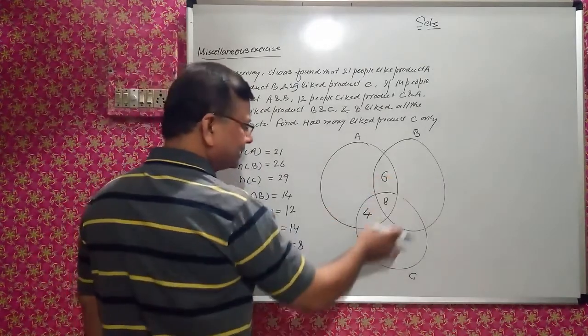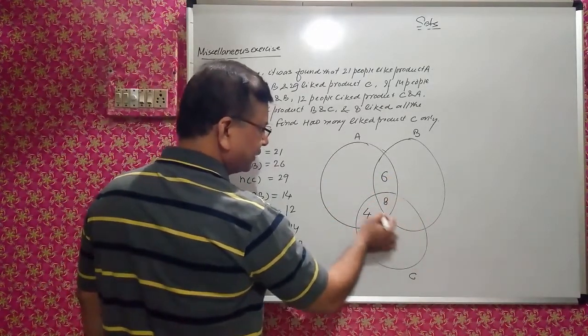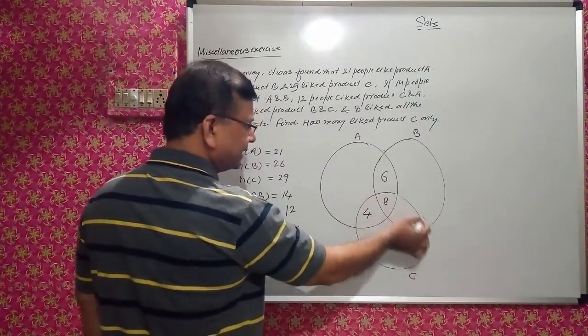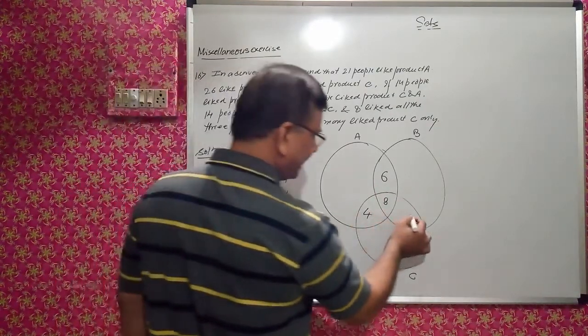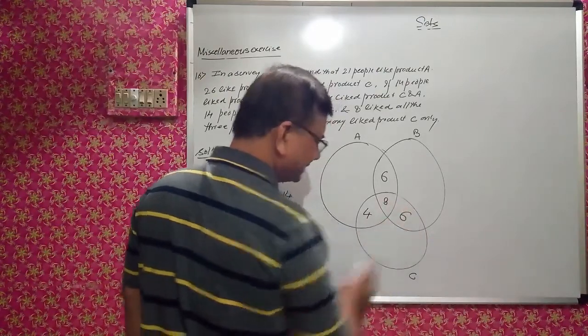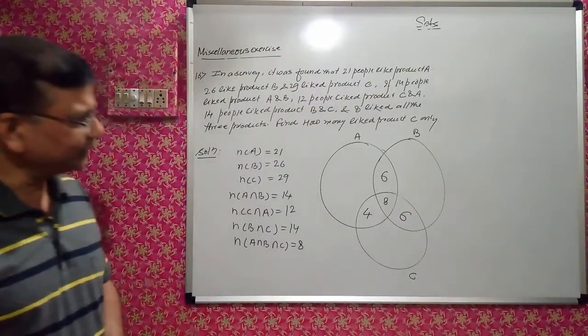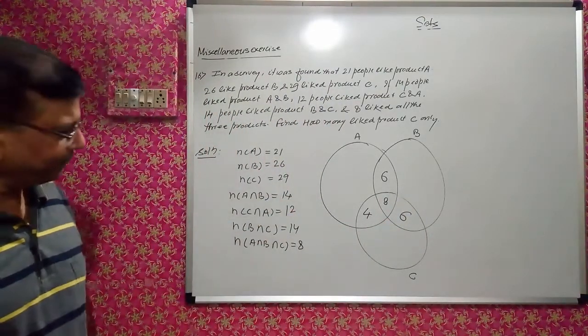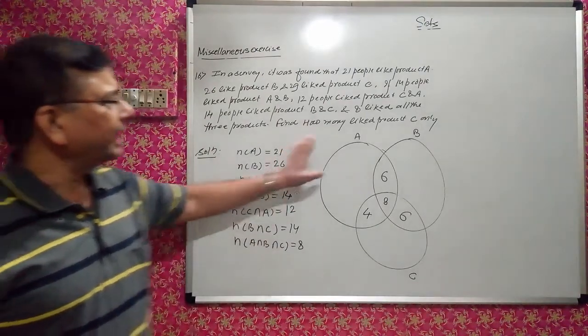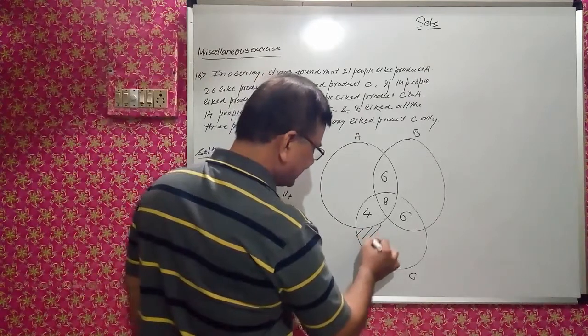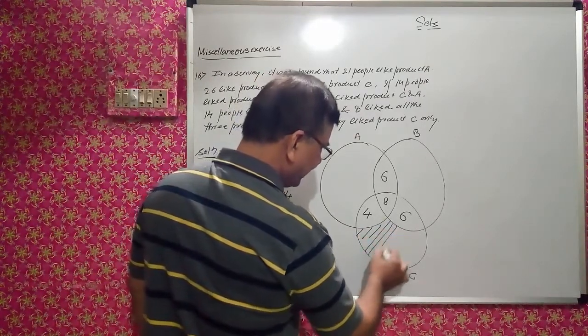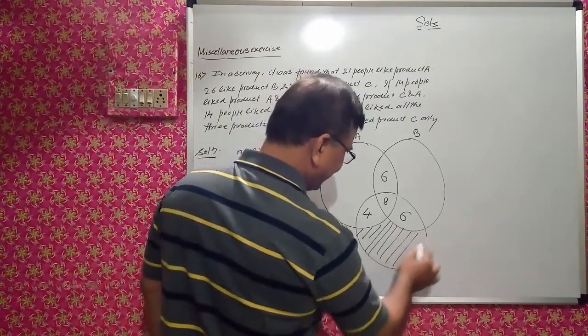Similarly for B and C, this area tells for B and C. So B and C, how many are there? 14. So again it will be 6. 8 plus 6, that is 14. Brother, look, this we came to know, it came easily. Now what do we want? Like only C. Only C means this area.